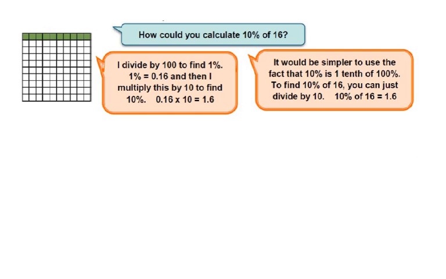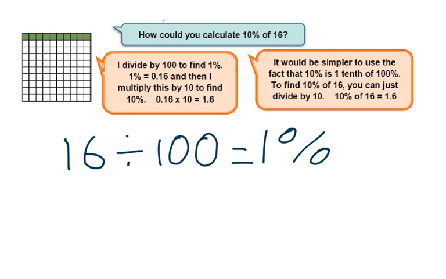So our question here is, how could you calculate 10% of 16? Now, what I could do is what's suggested here. You could find 1% and multiply that by 10. And it says to do that, I divide by 100 to find 1%. So I would be doing 16 divided by 100. That would give me my 1%, and then I times that by 10 to get 10%. That's a very long-winded way of doing it, so I'm not going to do that.